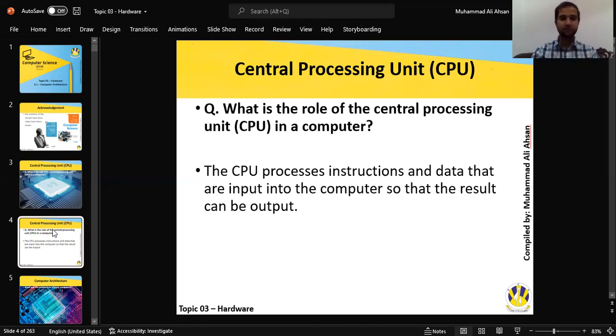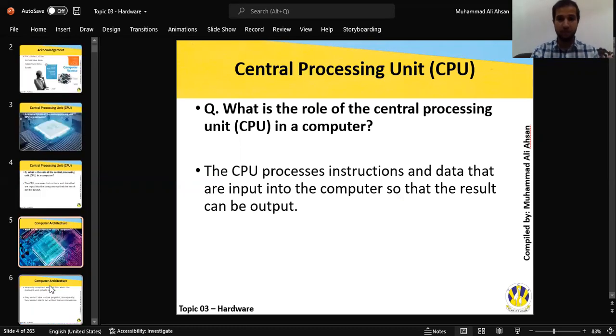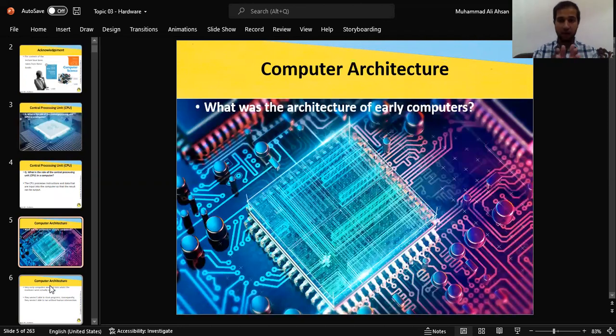Now moving forward, how does a CPU look from inside? By CPU, I mean the microprocessor chip. The chip which looks like this, how does it look from the inside? What is there inside this chip? So this is what we are going to study in the topic, that is computer architecture. So let's begin.